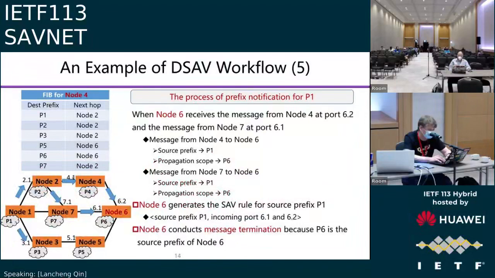In this way, node 6 will receive two notification messages from node 4 and node 7 at different ports. Therefore, node 6 can discover the multipath routing, and it specifies 2 valid incoming ports for source prefix P1. Then, node 6 conducts message termination because the propagation scope only contains prefix 6, and prefix 6 is the source prefix of node 6.